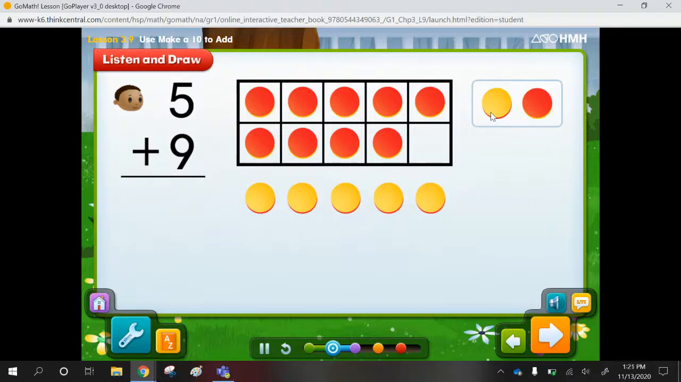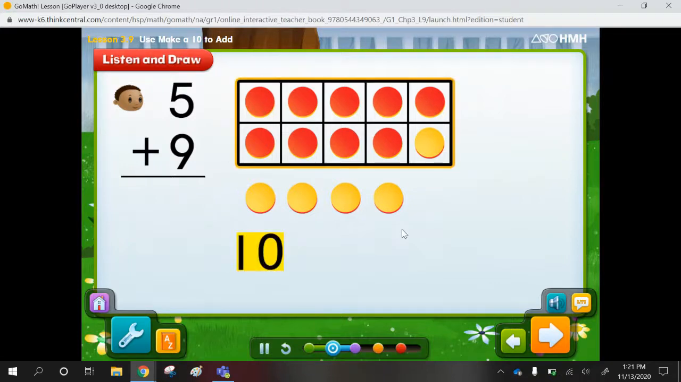The model now shows 9 plus 5. There are 9 counters in the 10 frame. How many more counters do we need to fill the 10 frame? We need 1 more counter. Move the yellow counter to the 10 frame. We took 1 counter from the 5 to make 10. Now the model shows the add-ins 10 and 4.